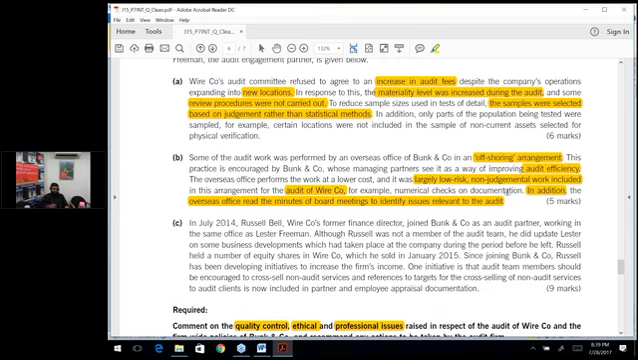Next, 2014, Russell Bell, Wire Company's former finance director, joined Bunk & Company as audit partner, working in the same office as Lester Freeman. Although Russell was not a member of the audit team, he did update Lester on some business developments which had taken place at the company during the period before he left.